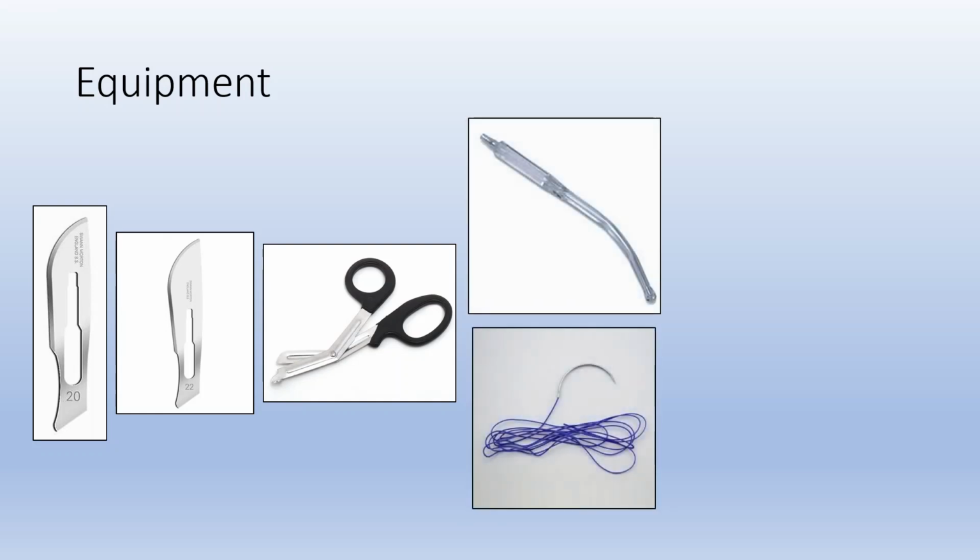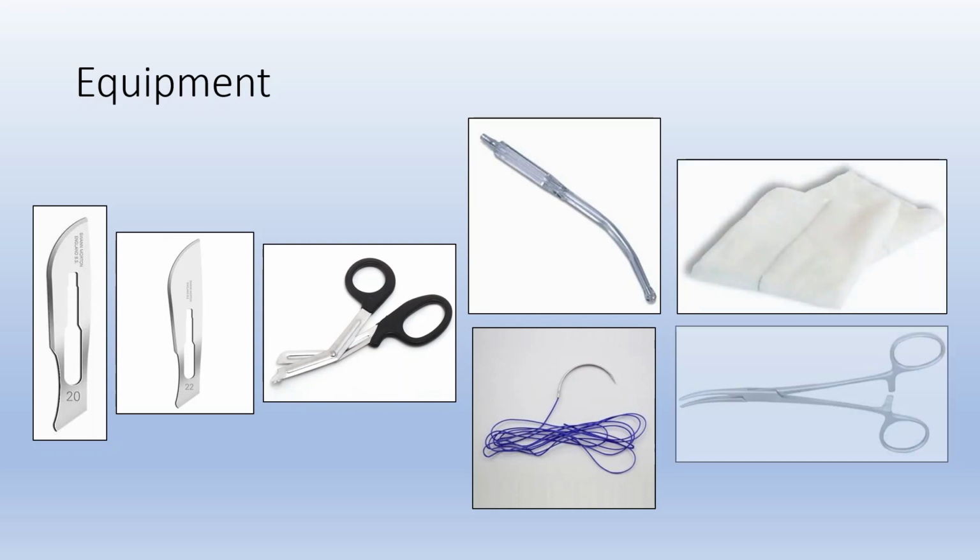Now, following the delivery of the child, I can anticipate you needing a Yankauer sucker, a large Vicryl suture like a 0 or a 1, as well as some abdominal sponges and vascular clamps of any variety available.